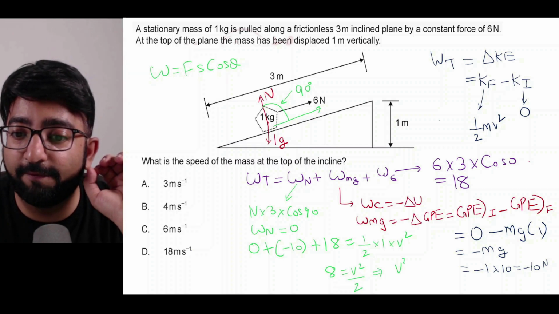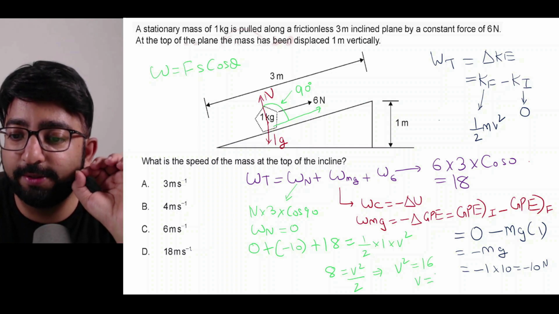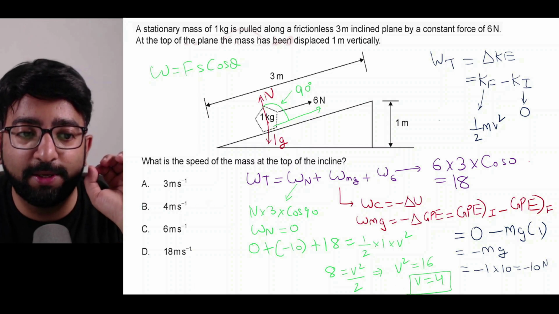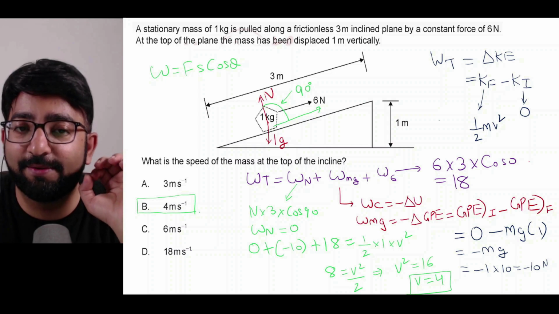So from this, we can write v square is equal to 16. And then if we take the square root on both sides, the value of speed will come out as 4. And if we look at the options, it is option B, which is 4 meters per second. And that is the right answer.